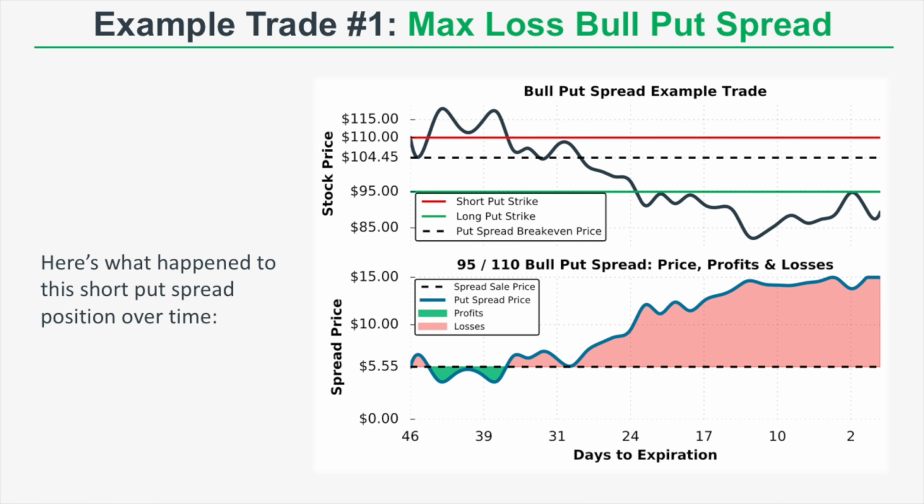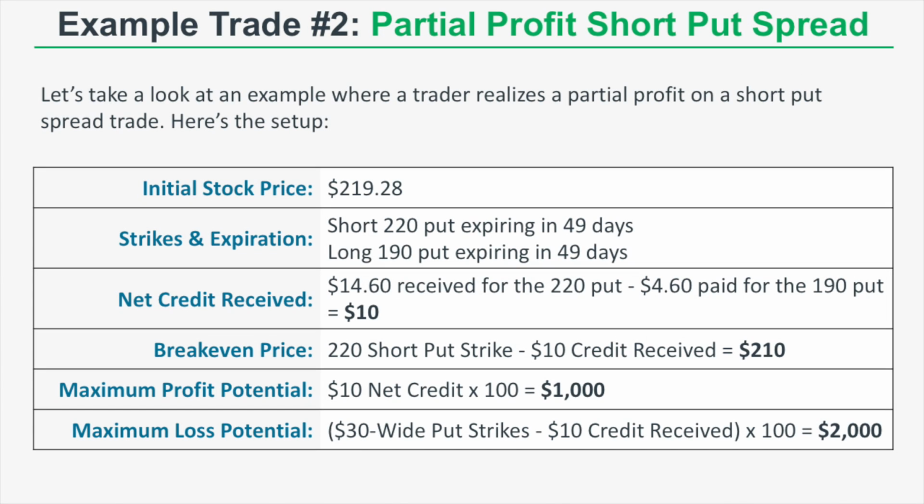So now let's look at another example of a short put spread. So we just looked at a put spread that did not make money at expiration. So now let's move to an example where a short put spread ends up with a partial profit at expiration. So here's the setup. The initial stock price is $219.28, and we're going to look at selling the 220-190 put spread. So we're going to sell the 220 put and we're going to buy the 190 put, and both options are expiring in 49 days.